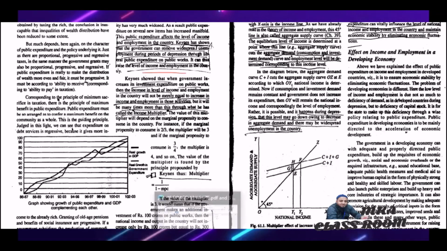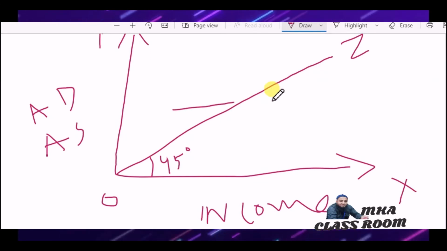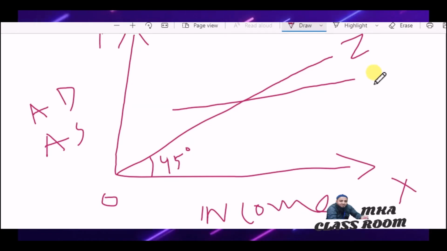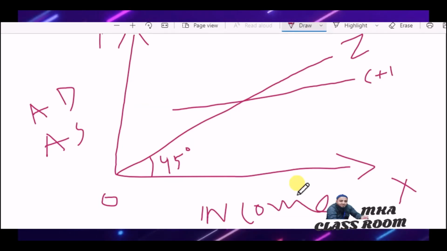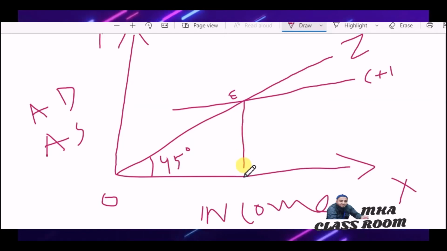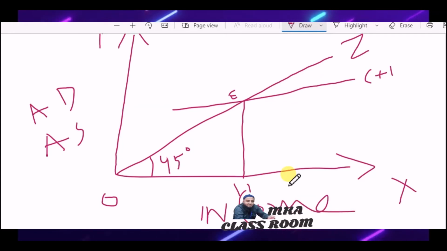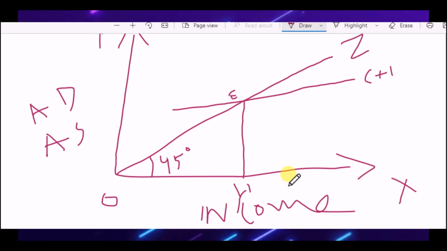We know these things. So here is our aggregate demand curve, C plus I, consumption plus investment. It cuts the supply curve at point E, and OY bar is our national income and employment in the economy. So point E is the equilibrium position of the economy. If the economy faces a recession, then the point should be lower here.